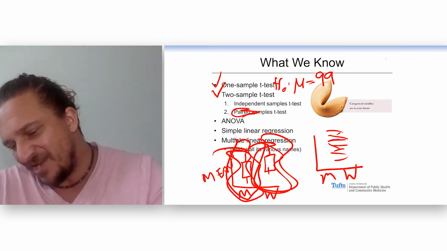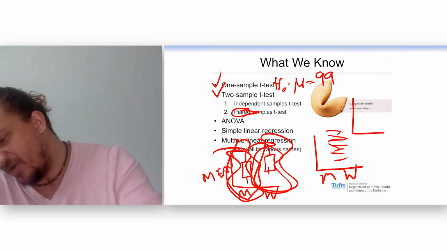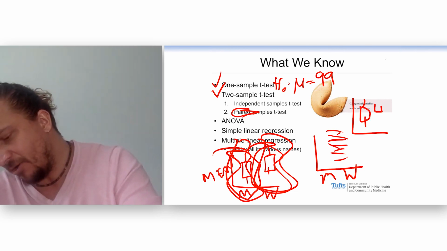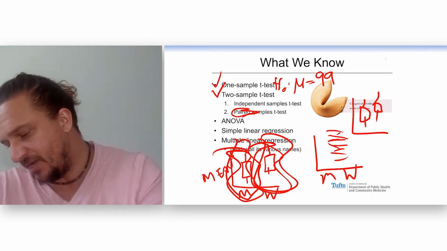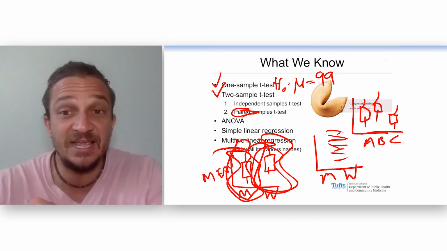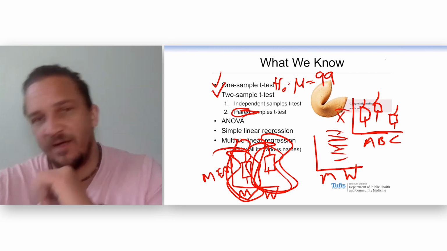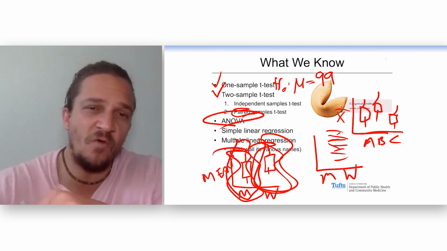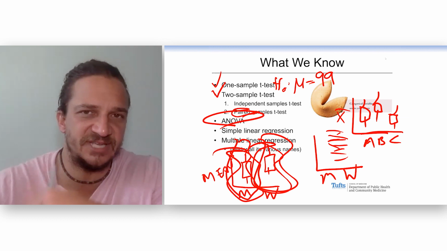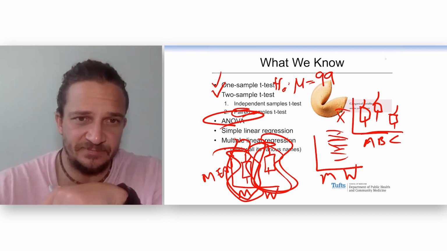Now, going back to the independent sample t-test, we said, what if you wanted to compare more than two means? Say that I had three hospitals, A, B, and C, and I wanted to compare the mean of some value. This is what we called ANOVA. We said ANOVA is kind of a generalization of a t-test where you have more than two levels.